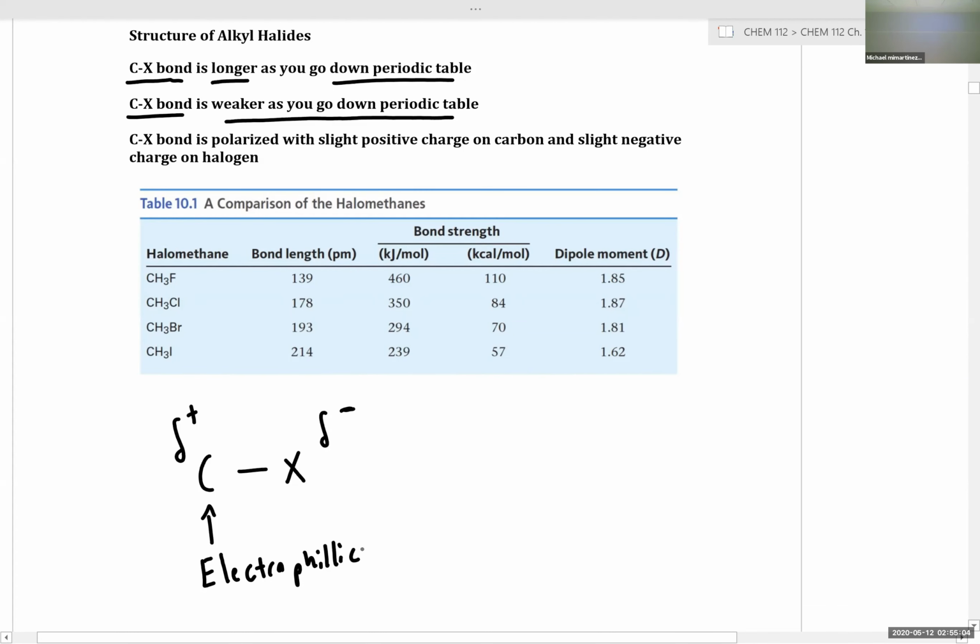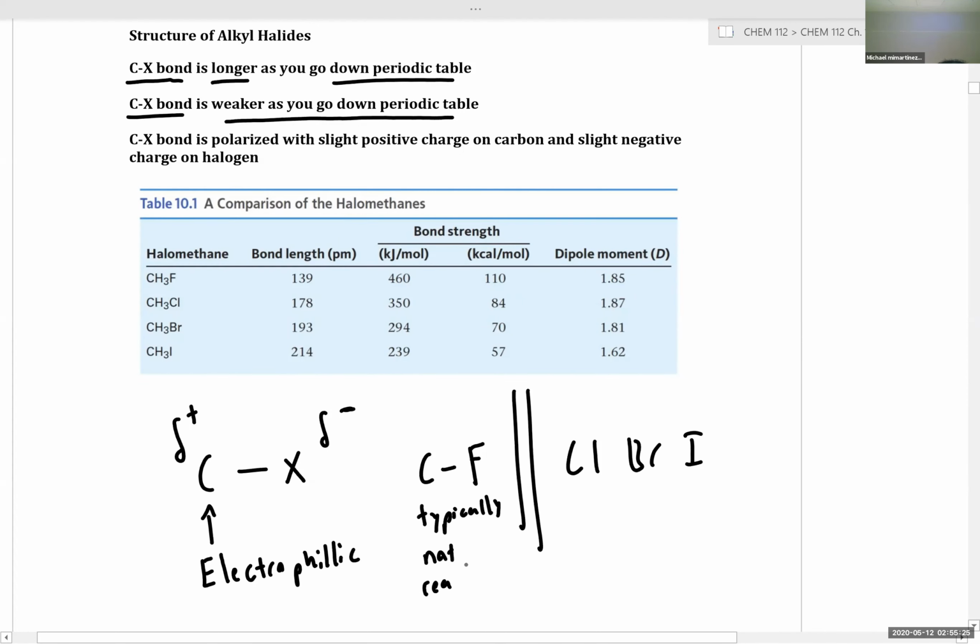When you think about alkyl halide reactivity, I want you to draw this really harsh dividing line. So fluorine, then chlorine, bromine, and iodine. Carbon-fluorine bonds are typically not reactive. So when you see a carbon-fluorine bond, remember that they typically don't react in the same way that alkyl halides such as chlorine, bromine, and iodine react. And that's simply because the carbon-fluorine bond is super strong.